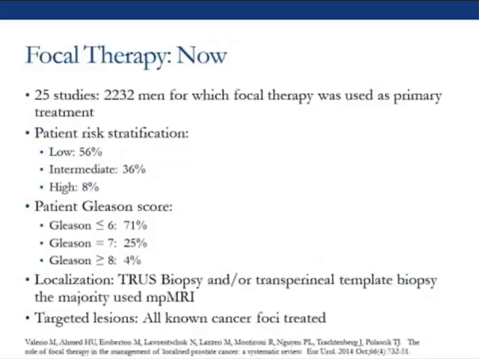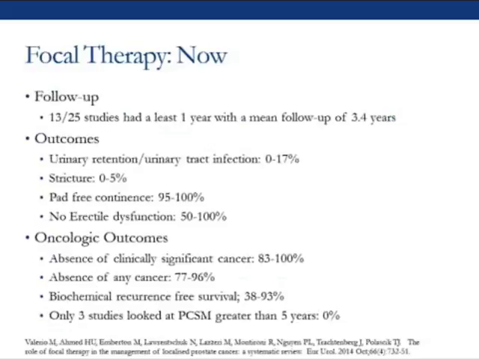Localization of the prostate cancer for these patients, the majority of it was done with TRUS biopsy and/or transperineal template biopsy, and the majority of them used MRI to help identify those lesions that were treated. And it's important to note for the studies that were reviewed here, all the cancer foci was treated. So this was not a treatment where you just treated the one index lesion. They treated all areas of prostate cancer. And what they found was follow-up is okay. 13 of 25, so a little bit over half of the studies had mean follow-up at 3.4 years.